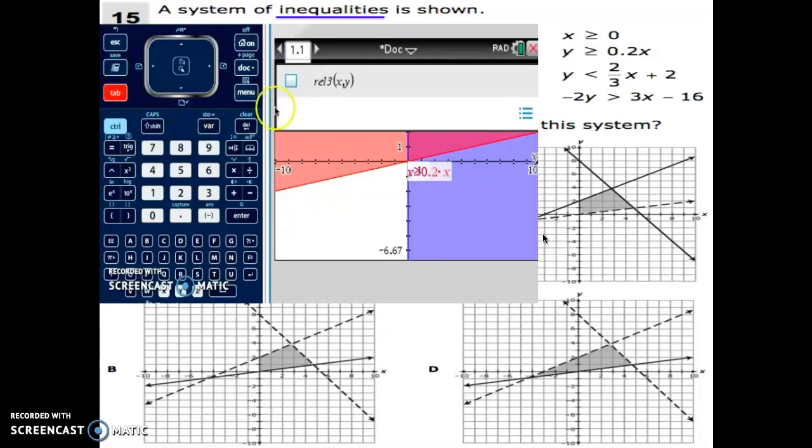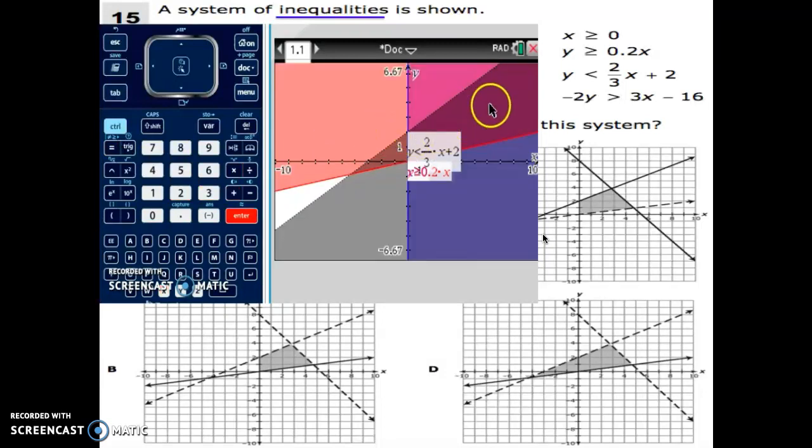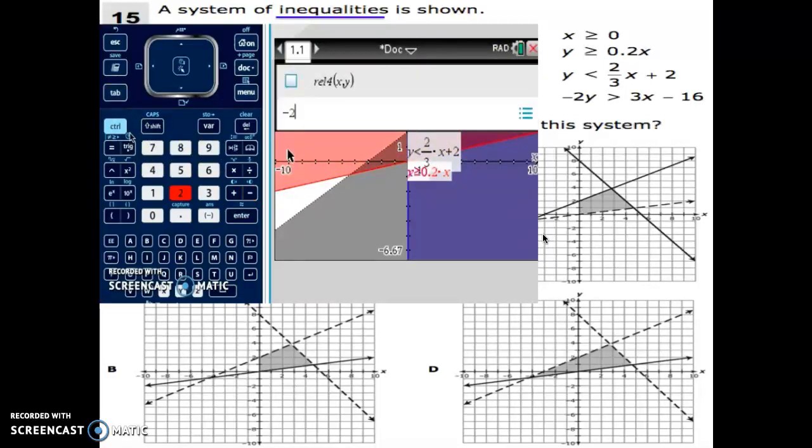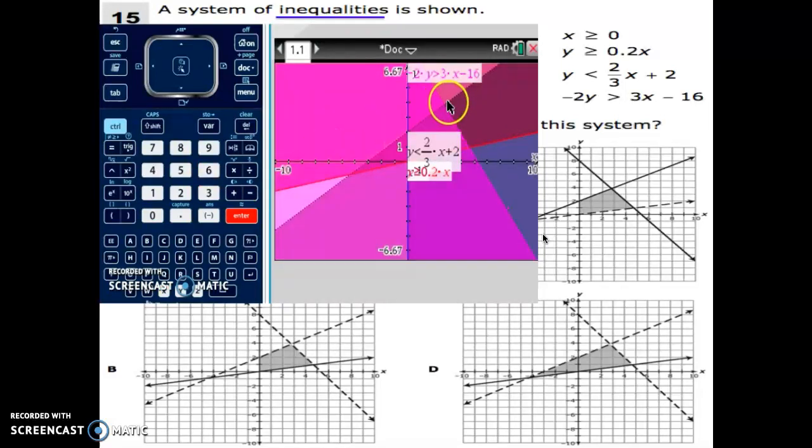And then we graph our third equation, y less than 2/3 x plus 2. And we see that now it created another region that's shaded. So now we have this wedge on the top right, only part of it. That is our answer so far. And we've got one last equation, which we'll type in as negative 2y greater than 3x minus 16. And that's the purple one, which takes that wedge and makes it into a much smaller piece.